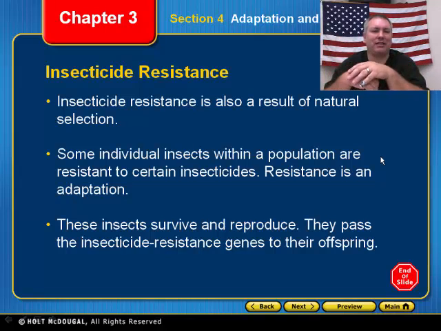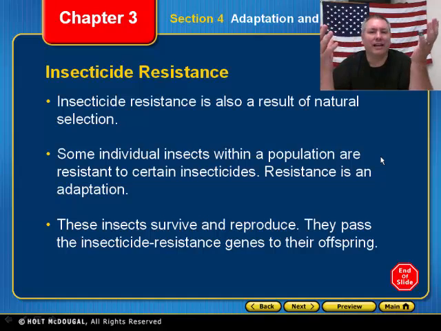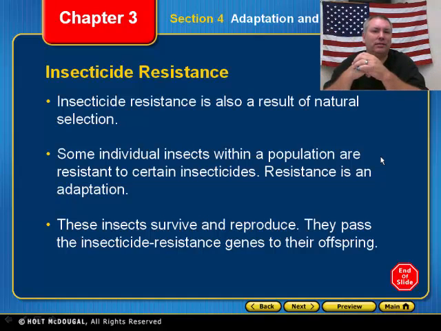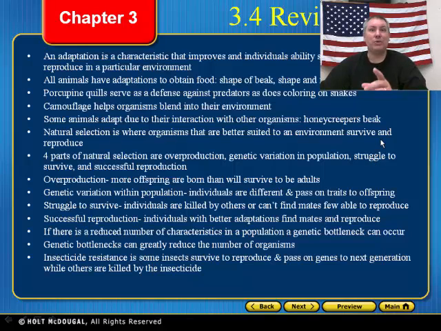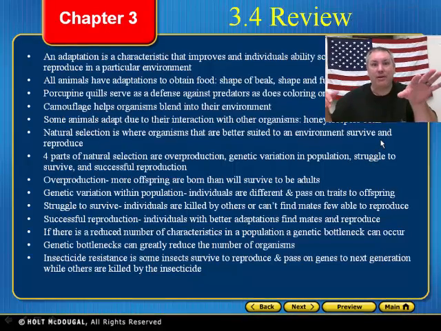For this reason, it's best that you always change your insecticides, and that's the reason why farmers do that. They don't always use the exact same insecticide, because if they did, guess what? Those insects would be resistant to it, and those insects then would be able to destroy their crop. So they have to continually change their insecticide use.